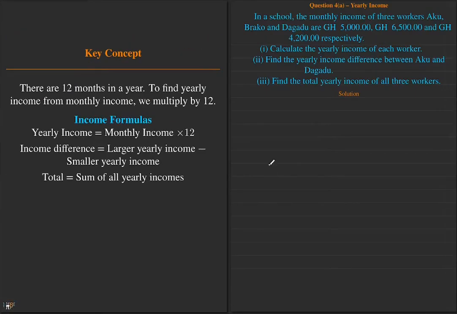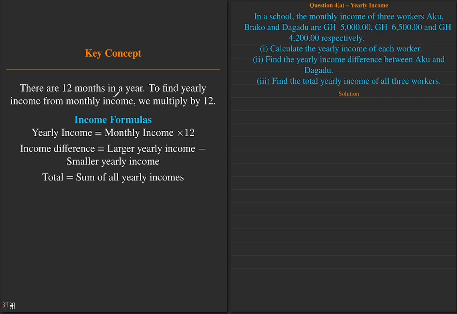So here we have the question. It says, in a school, the monthly income of three workers, that is Aku, Brako, and then Dagadu, are 5,000, 6,500, and 4,200 respectively. You have to calculate the yearly income of each worker. That is one. Secondly, we have to find the yearly income difference between Aku and Dagadu. Then finally, we have to find the total yearly income of all three workers. It is very simple and direct, isn't it?